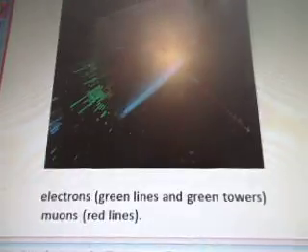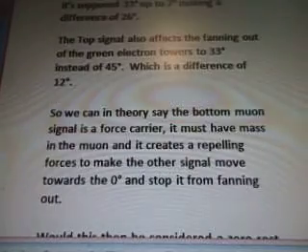So what I'm talking about is, look at this diagram. You have your muons on this side, and what does it do to your electrons? It makes the signal smaller. On this side, the muons are not there, and look how much bigger the fanning out is. Okay, that's what I'm talking about.